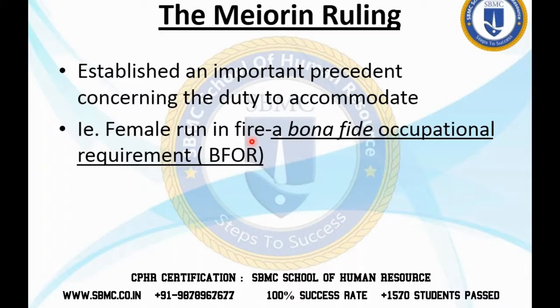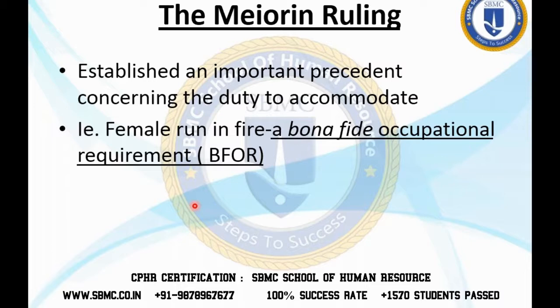What is that? Suppose wearing spectacles in an aircraft or as a firefighter: you will not allow people with spectacles to join the air force. A visually impaired person cannot be hired as a pilot on an aircraft carrier, but that is a bona fide occupational requirement. Suppose a disabled person cannot be hired in a fire department. That is a bona fide occupational requirement, where you bona fide discriminate against a particular person because it is the actual requirement. The Meiorin ruling is related to the bona fide occupational requirement, where the employer required that you have to run in a forest fire.